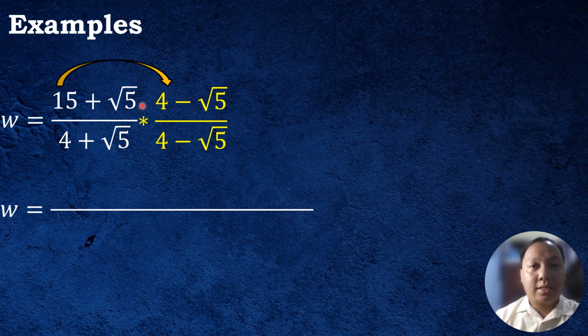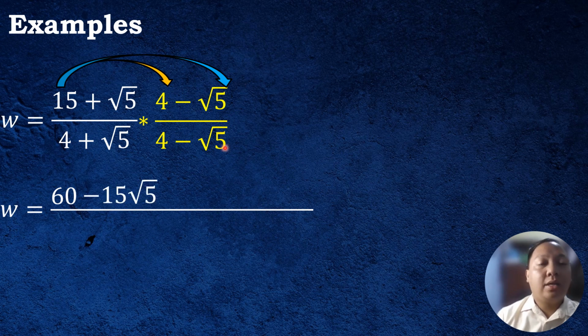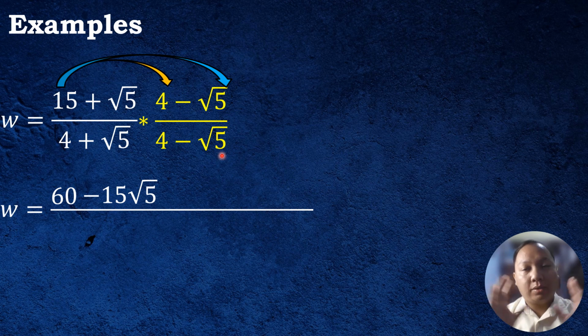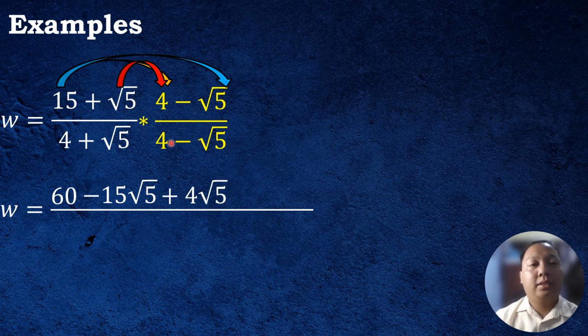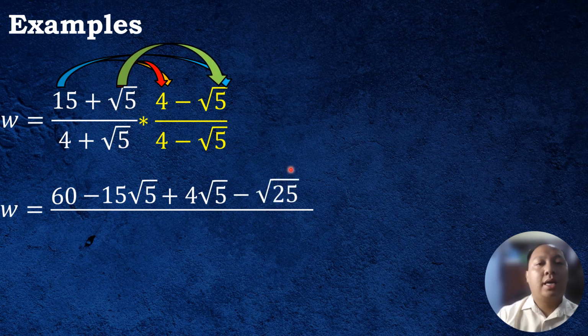15 times 4 is 60. Now, 15 times negative square root of 5 is negative 15 square root of 5. Whole number at radical, pagdudugtungin. Now, let's proceed naman dito sa square root of 5. Square root of 5 times 4, radical to whole number. So, pagdidikitin lang, 4 square root of 5. Now, positive square root of 5 times negative square root of 5 is negative square root of 25. Again, radical to radical. So, i-multiply natin yung radical.